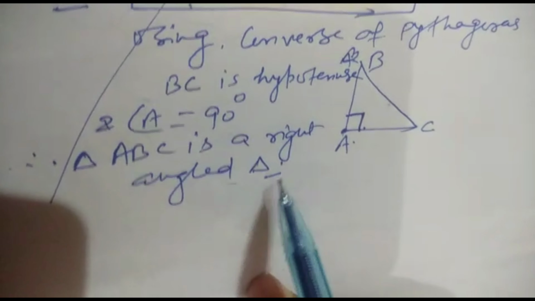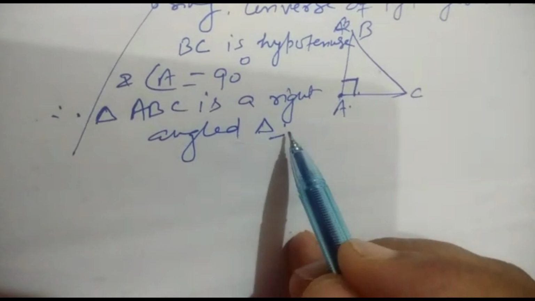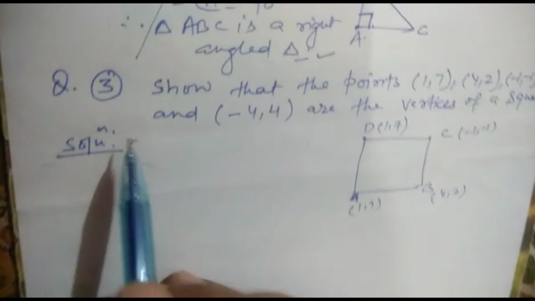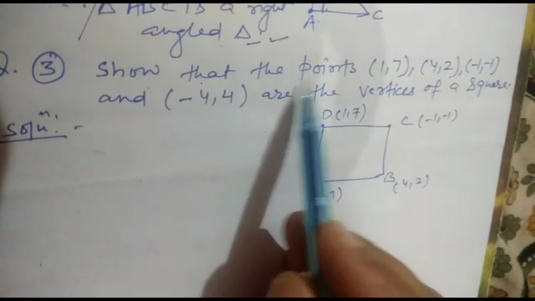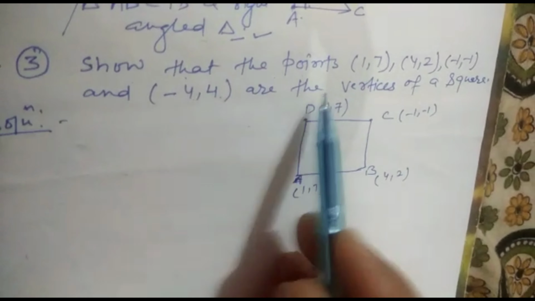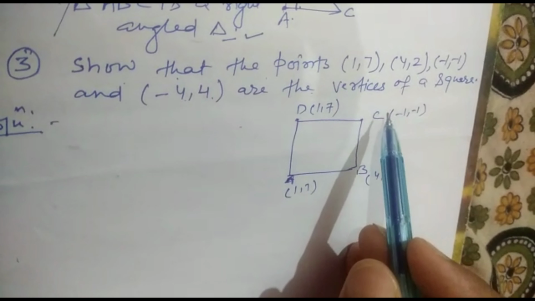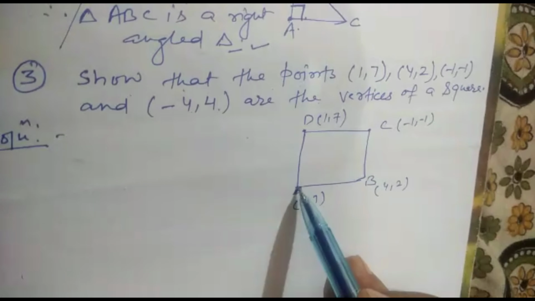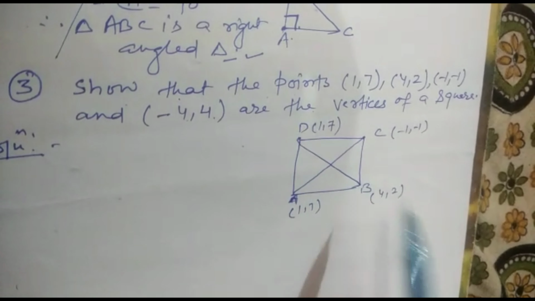Thus on the basis of side, this is scalene, and on the basis of angle, this is a right angle triangle. Now students, here I have taken the third question. Prove that the points (1, 7), (4, 2), (-1, -1) and (-4, 4) are the vertices of a square. To prove it, we have to prove that all the sides are equal and both diagonals are also equal. Both diagonals means AC and BD, that should be also equal.